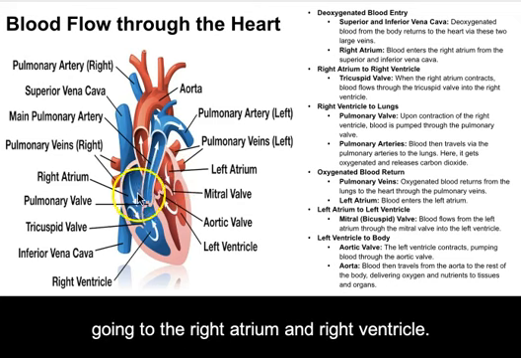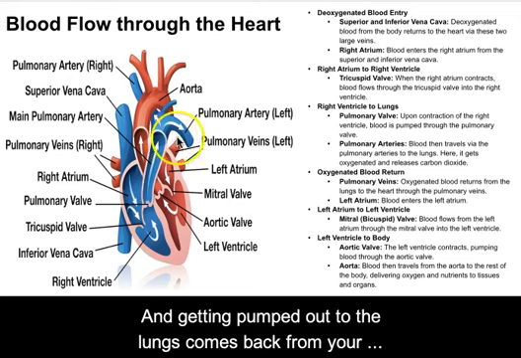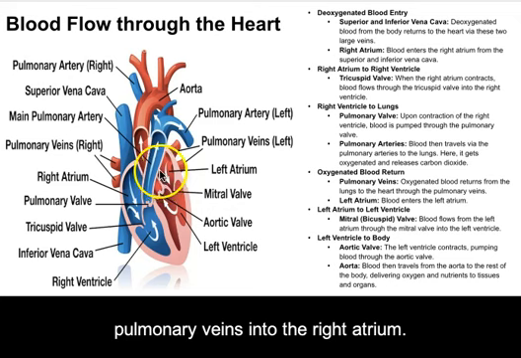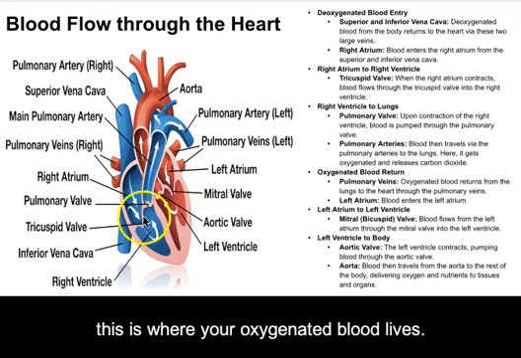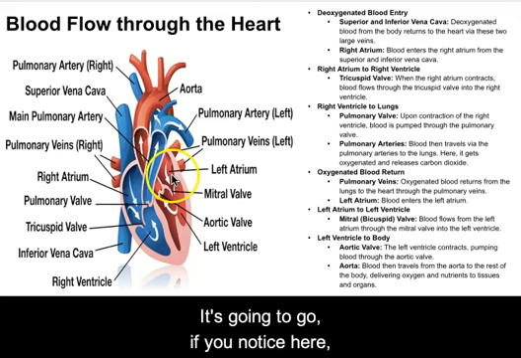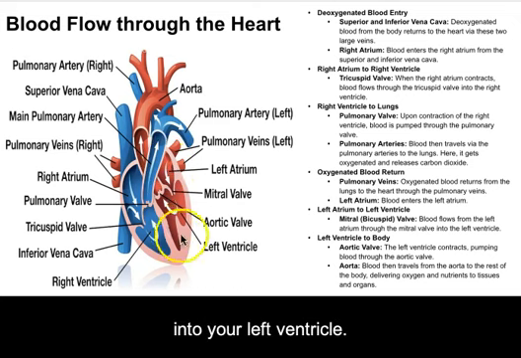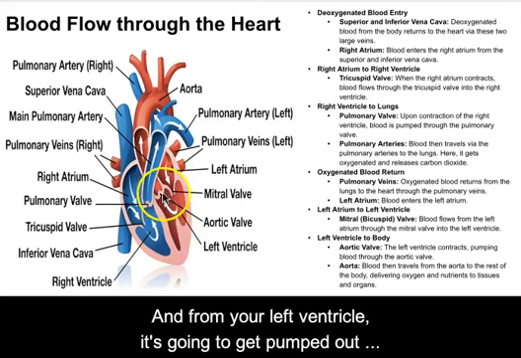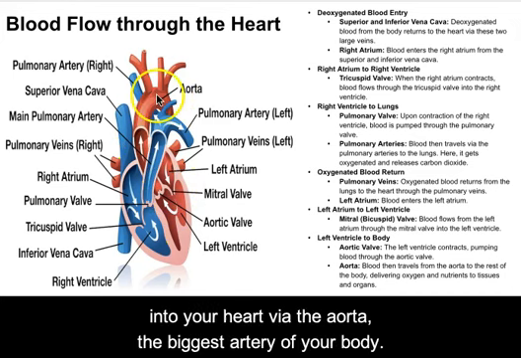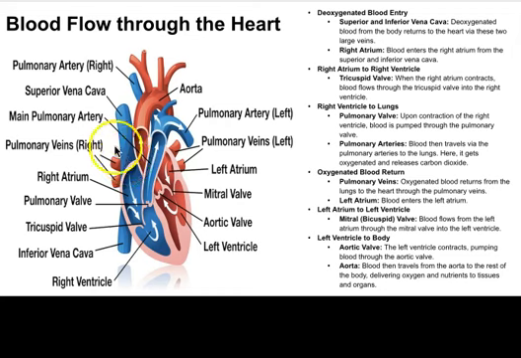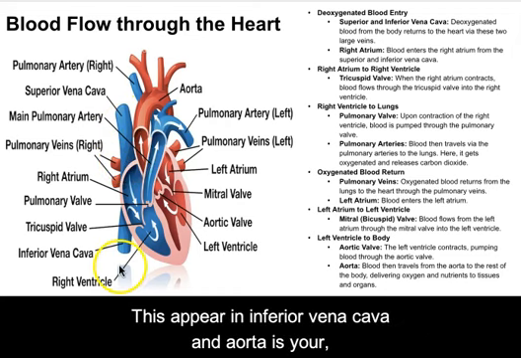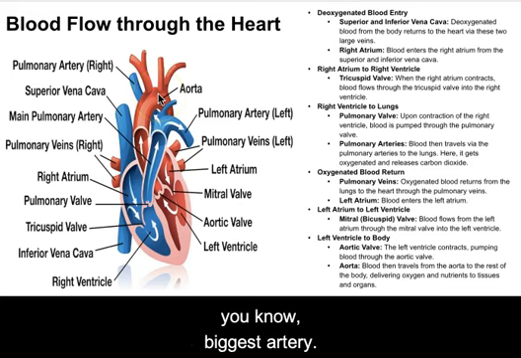Because remember, deoxygenated blood was going to the right atrium and right ventricle and getting pumped out to the lungs, and comes back from your pulmonary veins into the left atrium. Once it gets to the left atrium, this is where your oxygenated blood lives, it's going to go, if you notice here, into your left ventricle. And from your left ventricle, it's going to get pumped out via the aorta, the biggest artery of your body. And these are the biggest veins of your body, the superior and inferior vena cava, and the aorta is your biggest artery.